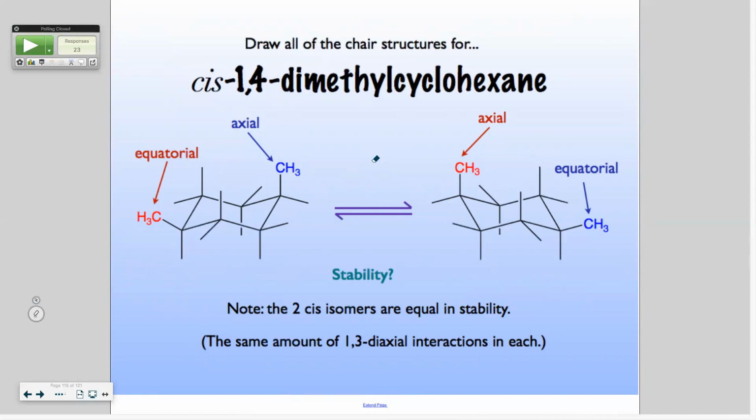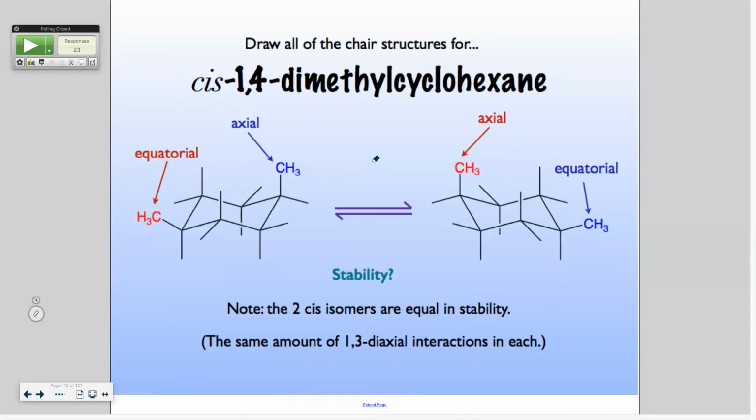Now I'm not writing in all the hydrogens on the cyclohexane ring, mainly to make it easier for y'all to see. If it's cis, they both have to be going up or down. It doesn't matter what you pick. So what did I do here? This methyl is up. So that's this one. So this methyl has to be up. I can find the bond. Yes, I can. Here it is.